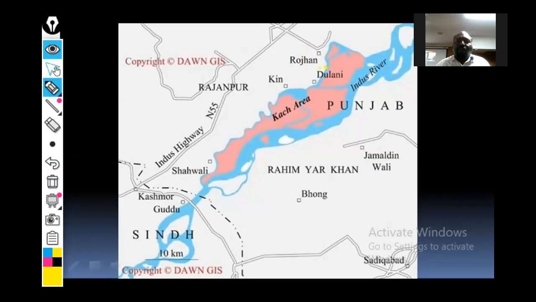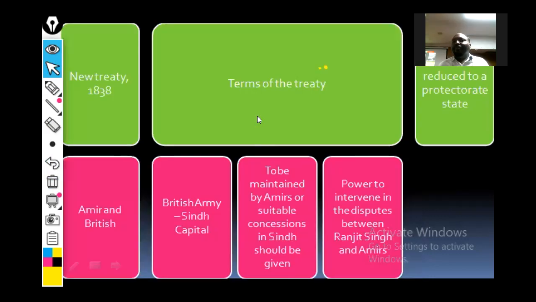So now we come to the treaty. Treaty of what? A new treaty. In the treaty, the Amirs and the British: subjugation. What did the Amirs of Sindh accept? Subsidiary alliance. Not even 40 years, from 1800 to 1838, total subjugation.